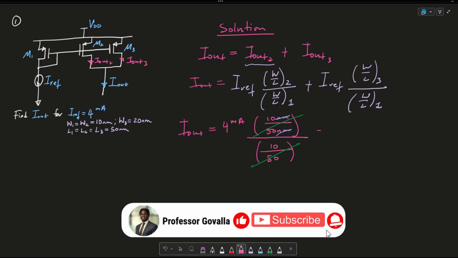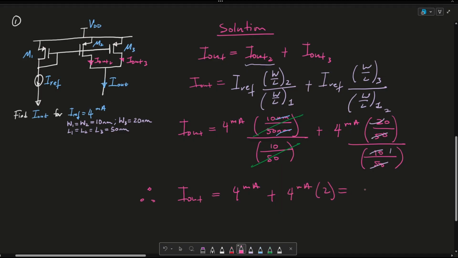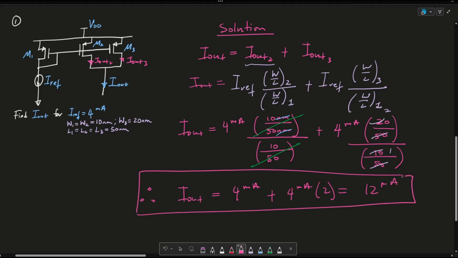For I out 3, so this is plus 4 milliamps times W of M3 is this 20 nanometers over L3 is 50, all over W of 1 is again 10, and L of 1 is 50. So then my 50s cancel. This becomes 1, this becomes 2. So therefore I out is equated to 4 milliamps plus 4 milliamps times 2, which is equated to 12 milliamps. So this here is your final equation for the first example.